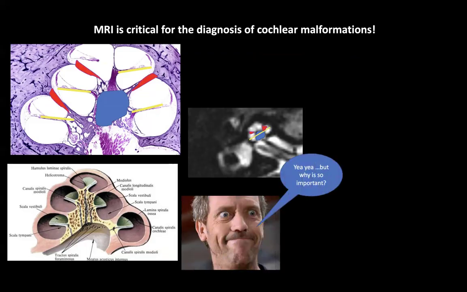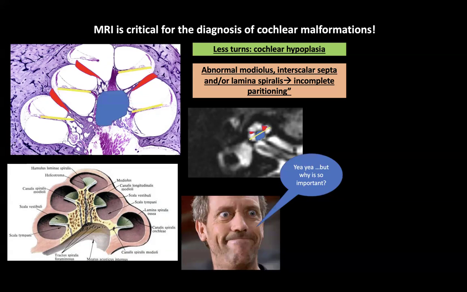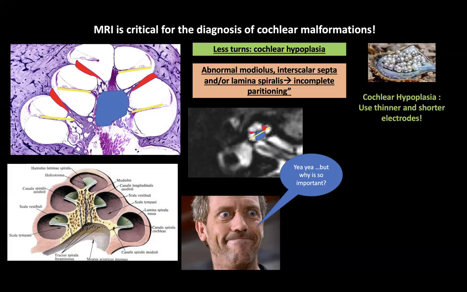Now, why this is so important? Because if you have less turns, you have cochlear hypoplasia. If you have abnormalities in this internal structure, you have different degrees of incomplete partition. Why this is important in the preoperative evaluation? Because in cochlear hypoplasia, the ENT rather needs to use thinner and shorter electrodes. While if you have abnormal internal structure, some of this incomplete partition may have a risk of CSF leak after the implant. So it's very important.